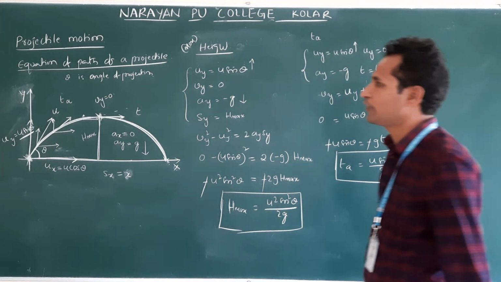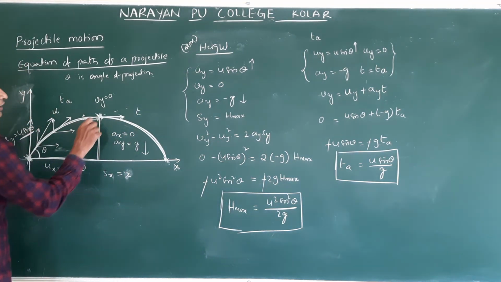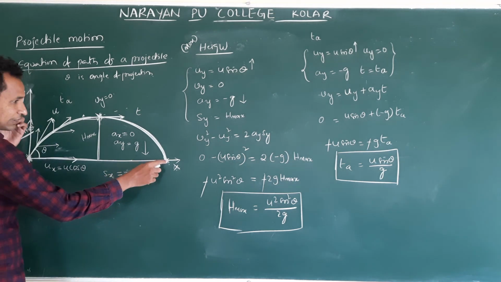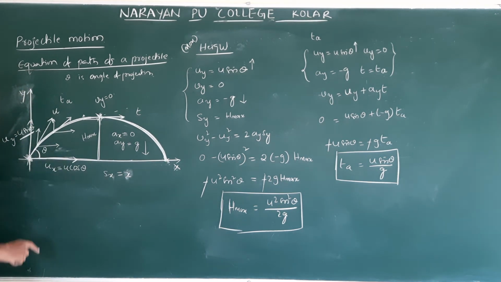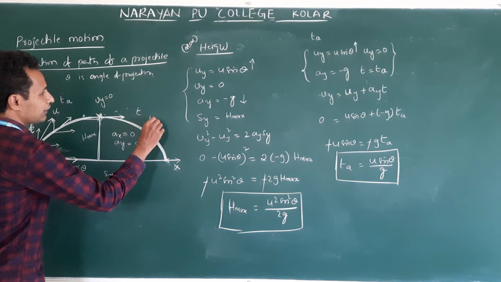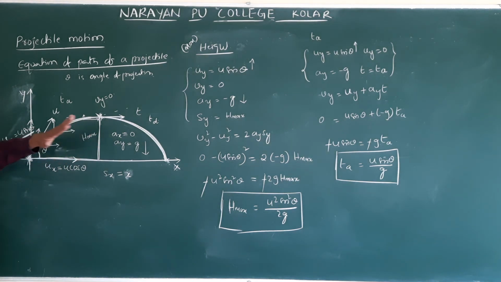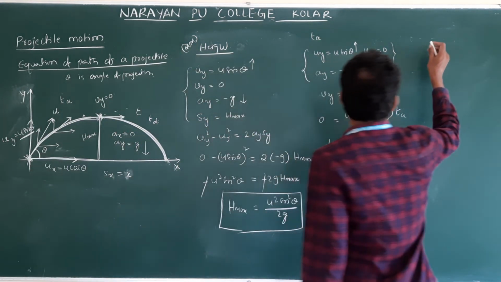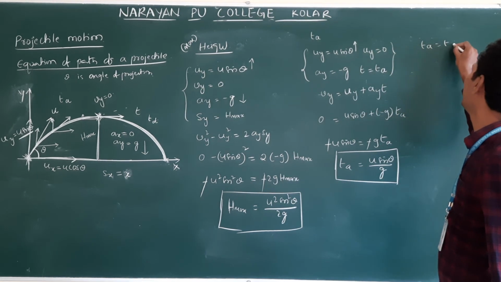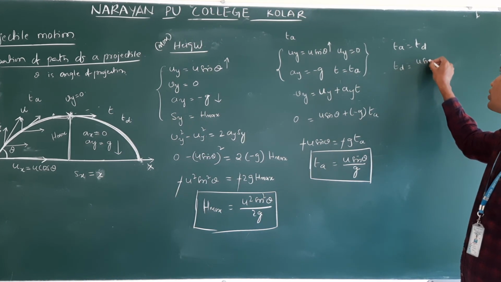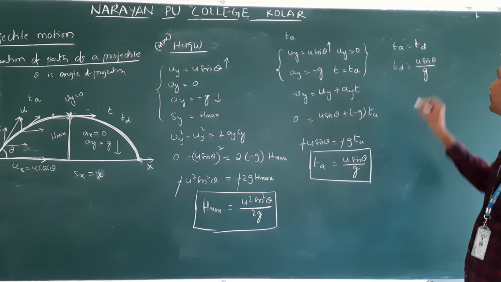Next, time of descent. Time of descent means time taken by the projectile to reach from maximum height to ground. Ground in the sense the level of the point of projection. This is called time of descent, td. So always time of ascent is equal to time of descent. We are talking in ideal condition, no air resistance, no wind flow. So in that case, ta is equal to td. Then td will be u sin theta by g.